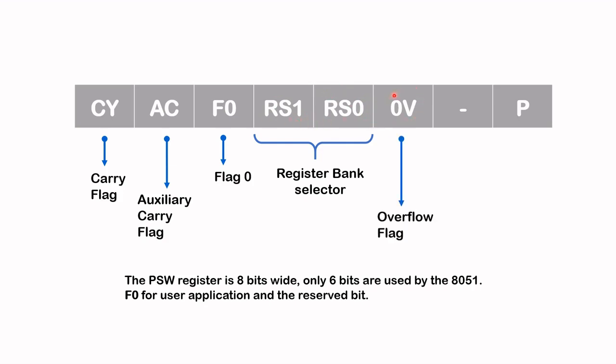And then this is the OV flag, the overflow flag. As mentioned earlier, this is the reserved bit here, not used at all. And finally, but not least, this is the parity flag. Okay, so let's look at the carry flag first. The carry flag, which is CY, is the flag here at the most significant bit of the program status word, PSW register.